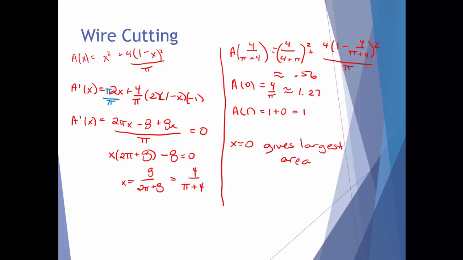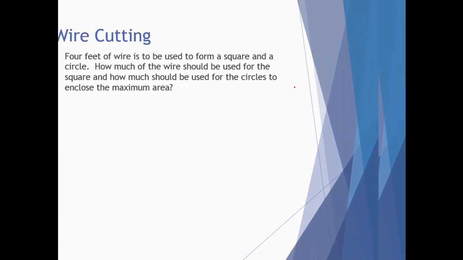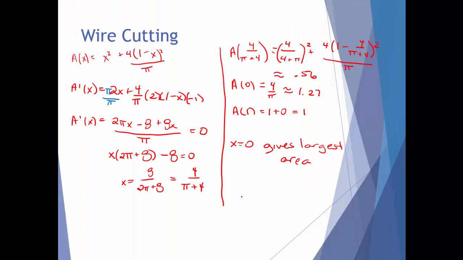In other words, if you look back at our diagrams and what we had designated x needing to be, x equals 0 means there is no square. So if you want to maximize the area, you need to use all of the wire on your circle. So this is an excellent illustration of why it is really important on optimization problems that you check the endpoints as well as the critical numbers. There's a chance your critical number isn't going to give you your absolute max or min, just a local one.